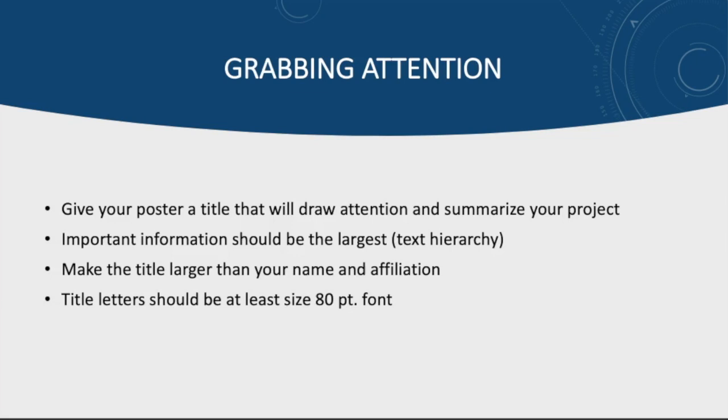In order to do this, you're going to give your poster a title that will draw attention and summarize your project. Important information should be the largest, and you will make the title larger than your name and affiliation at the top of your digital poster. So the title letters should be at least size 80-point font. This means that they'll be about 1.5 inches, and this means that you should be able to see it from about 6 to 10 feet away. You'll be able to see that title when you walk by the poster.